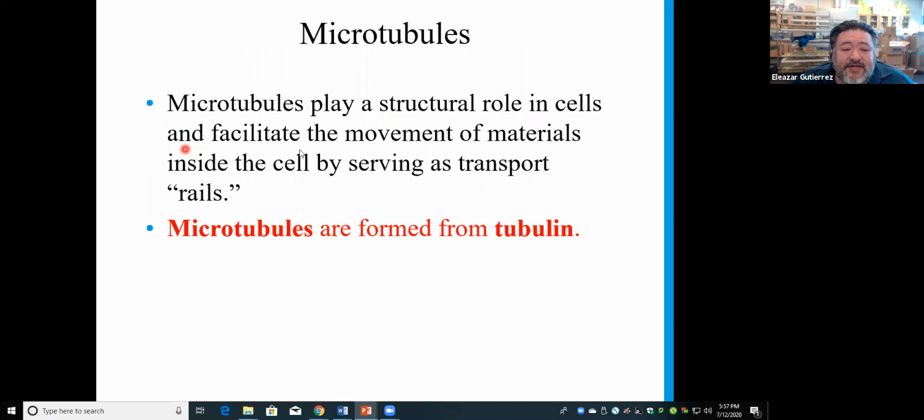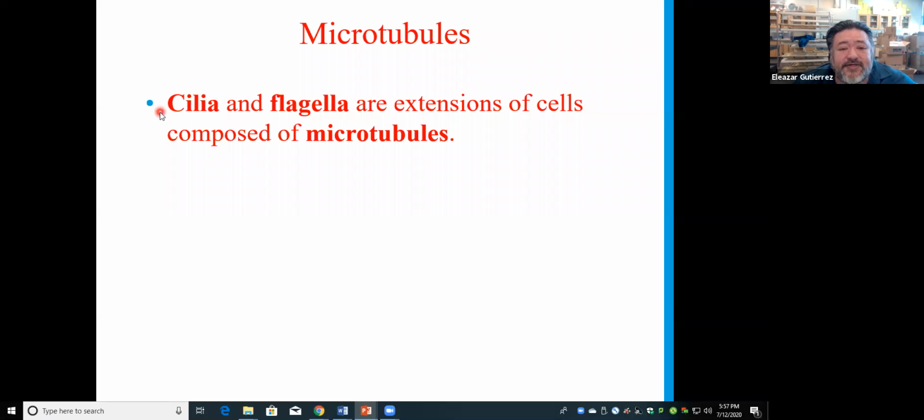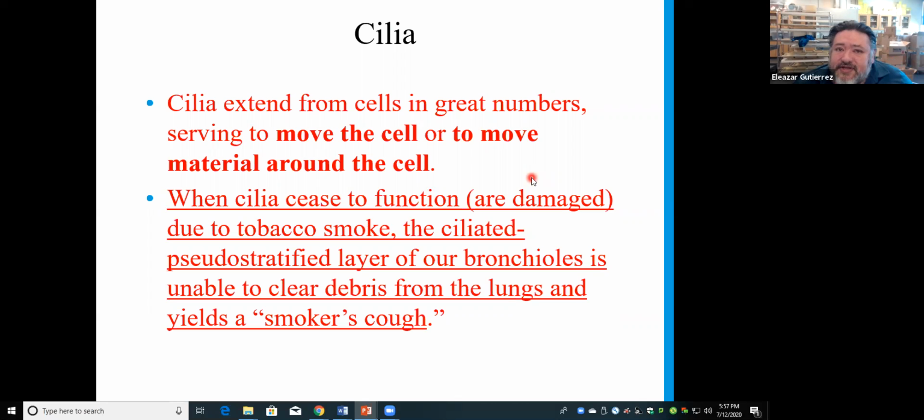Microtubules play a structural role in cells and facilitate the movement of materials inside the cell by serving as transport rails. Microtubules are formed out of tubulin. So this is inside the cell. Outside the cell, microtubules form cilia and flagella. Both cilia and flagella can be used for moving things into the cell, or moving the cell in general. So cilia stem from cells in great numbers, serving to move the cell or to move materials around the cell.